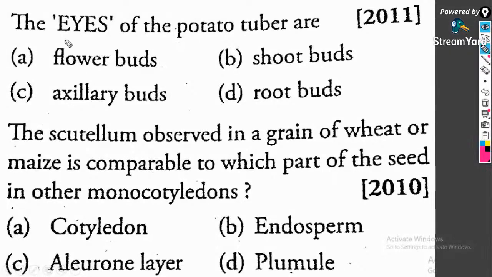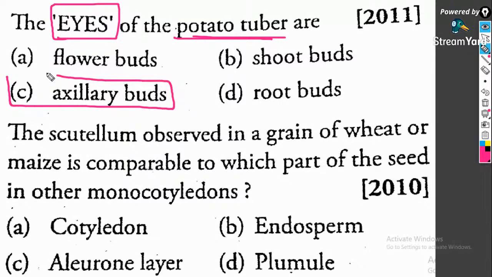Okay, the eyes of potato. Answer me fast. The eyes of potato tuber are modified dash. Guys, the eyes of potato tuber are modified axillary buds. Perfect. Eyes of potato, modified axillary buds.